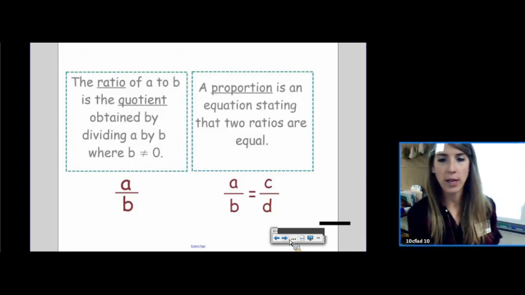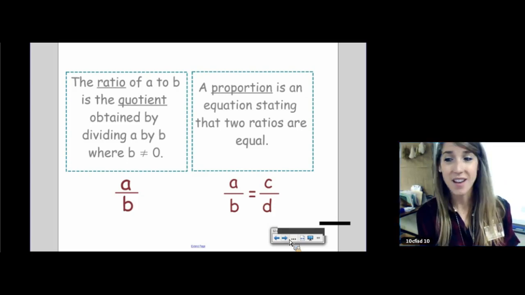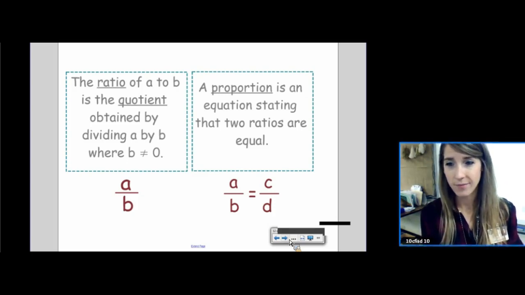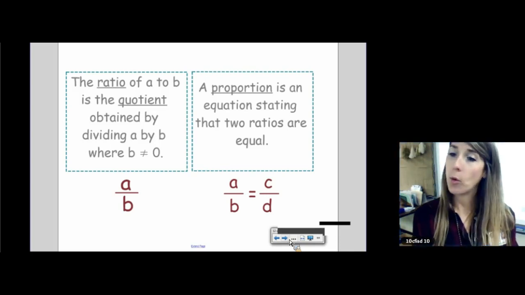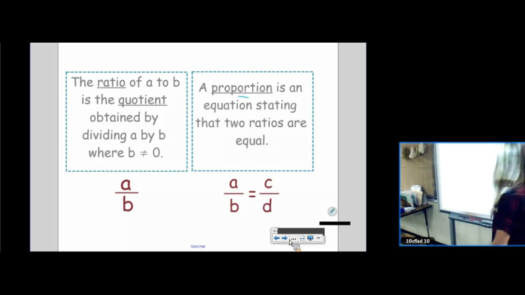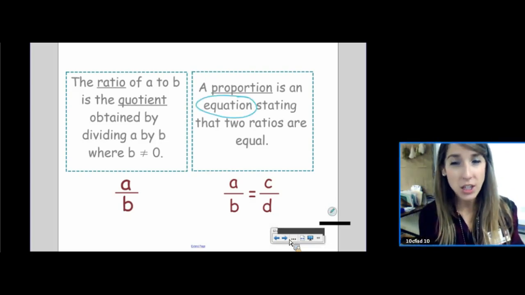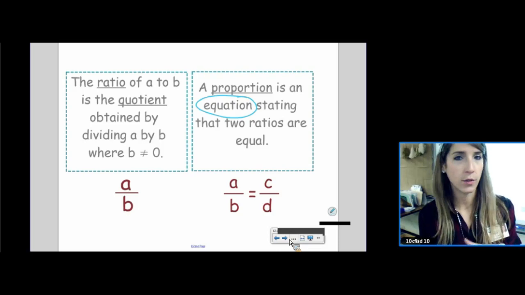Let's talk a little bit more about ratios. A ratio of A to B in math language is technically a quotient. Quotient means divide. It's the quotient obtained by dividing A by B, where B is not allowed to equal 0. That's illegal in math for the denominator to be 0. Can't divide by 0. So a ratio is a quotient. It's a division. A proportion is an equation, so a proportion has to have an equal sign. It's an equation stating that two ratios are equal. So A to B is a ratio. A over B equals C over D is a proportion.